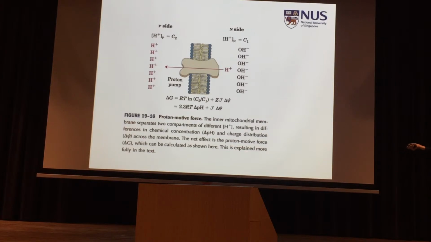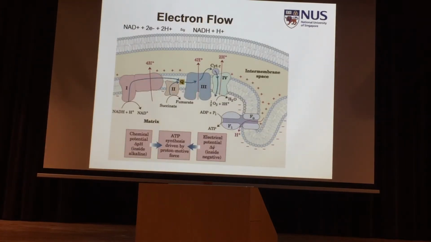And the net effect of this potential is called the proton motive force, which could be quantified by this term called delta G. It's the same delta G that we have seen. You don't need to memorize this, we're not going through this. But the idea is that the delta G is here. Okay, so let us go back here.